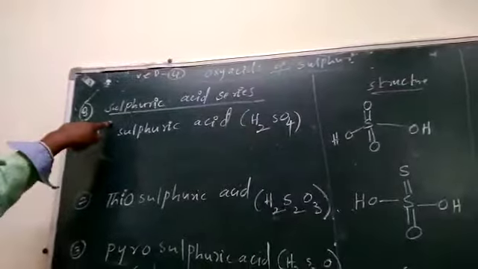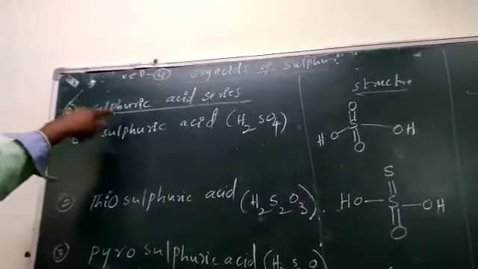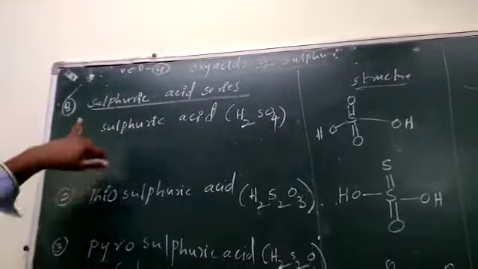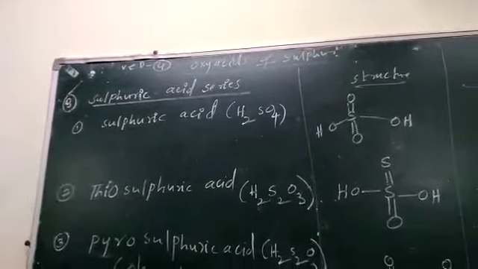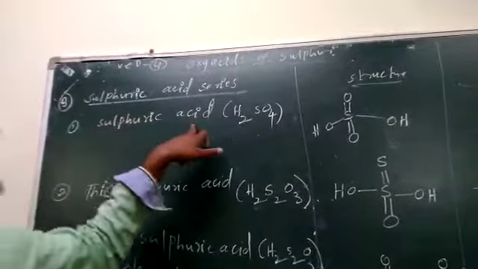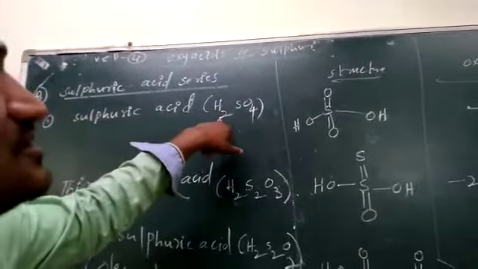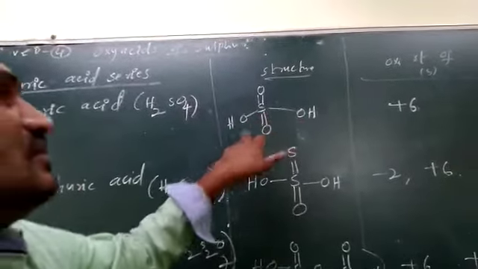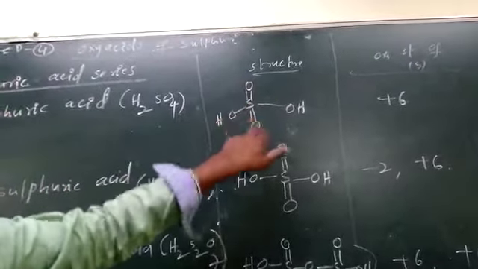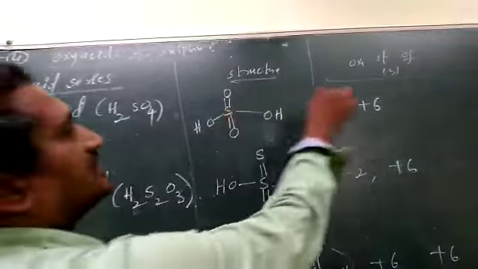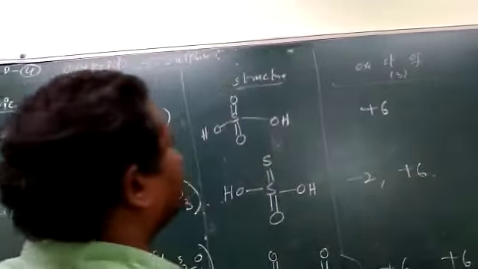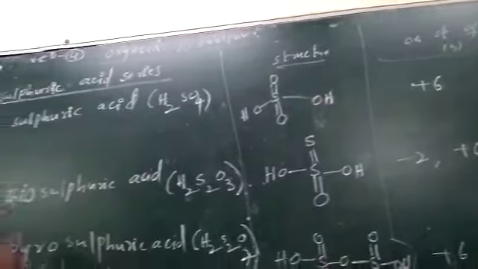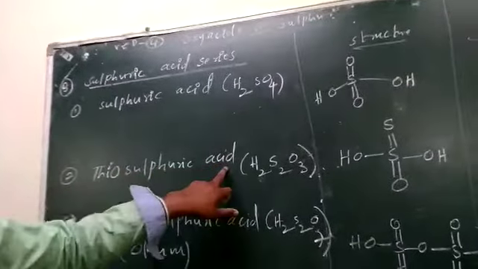The second series is the sulfuric acid series. In that there are three compounds. One is sulfuric acid, H2SO4. Its structure is this. Here there are two OH groups and two S double bond O groups. The sulfur oxidation state is +6, and the basicity is 2.